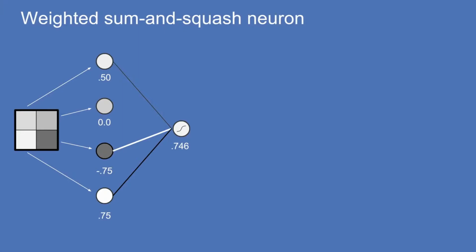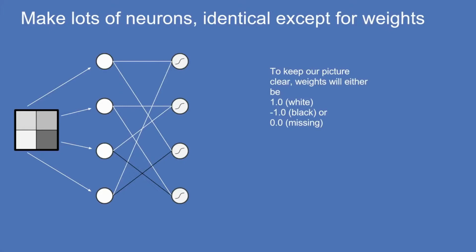And now instead of just one of those, assume you have a whole bunch. There are 4 shown here, but there could be 400 or 4 million. Now to keep our picture clear, we'll assume for now that the weights are either +1, white lines, -1, black lines, or 0, in which case they're missing entirely. But in actuality, all of these neurons that we created are each attached to all of the input neurons, and they all have some weight between -1 and +1.